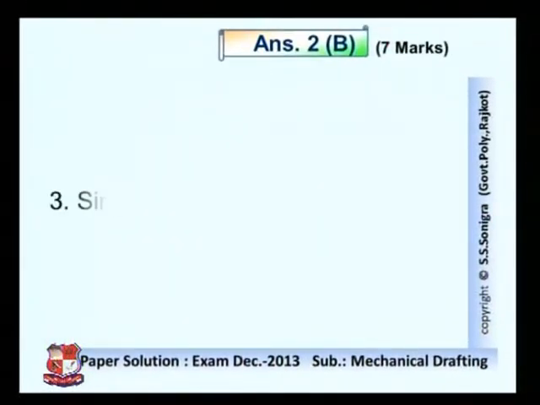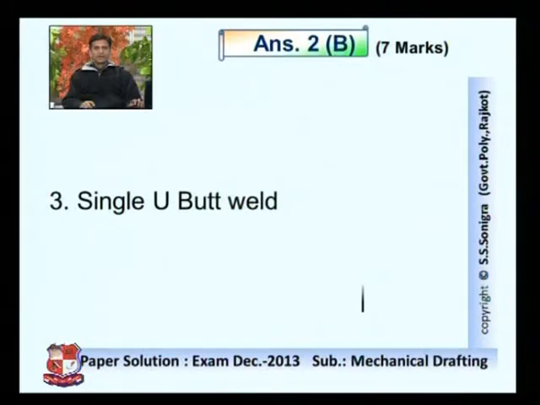Then number 3 is a single U butt weld, and the symbol for single U butt weld is drawn like this: a U shape as shown over here, and a small line below the U of any dimension. Whenever you draw the symbol in the answer sheet, it's not necessary to maintain some dimension, but it should be clearly visible to the examiner. It is clearly drawn like this, and write the name of the symbol over here.